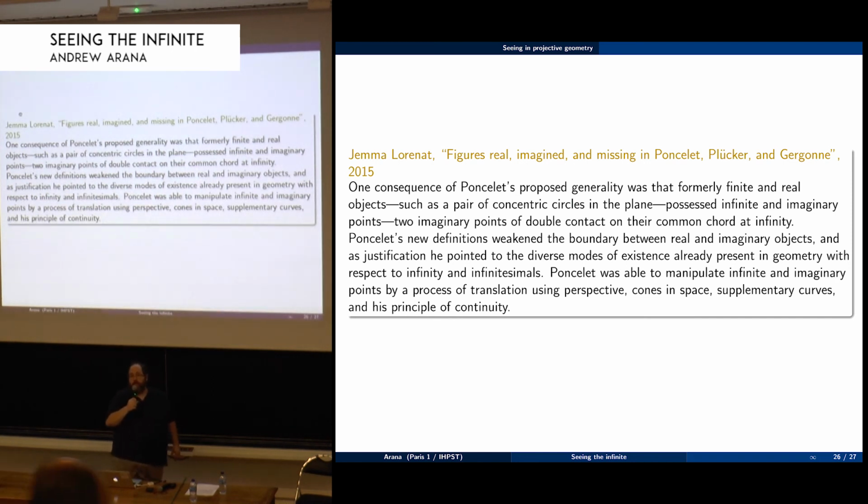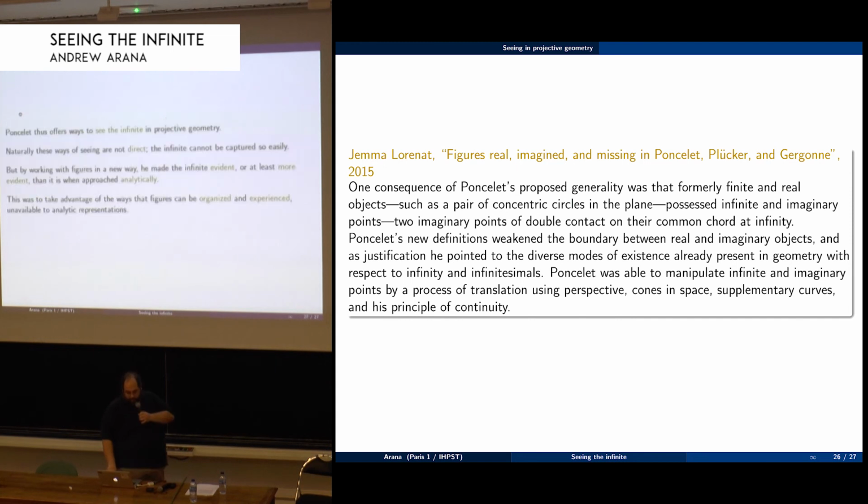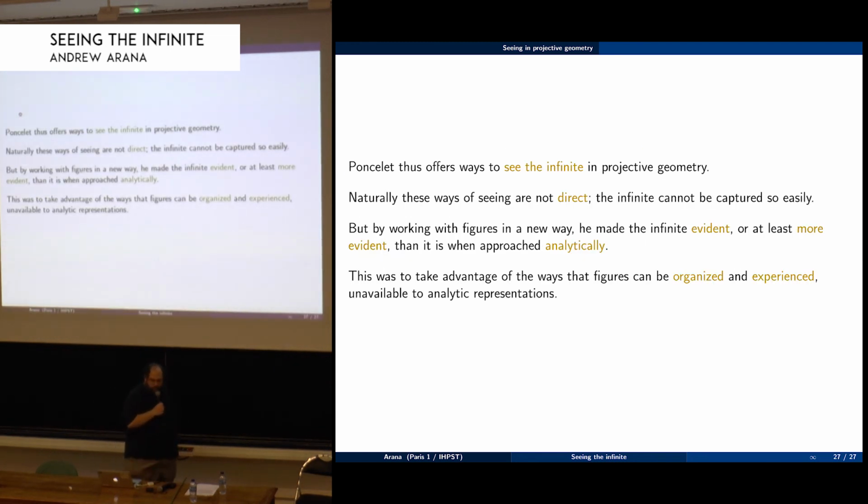So we can make the infinite real. We can make the infinite finite if we are willing to transform our perception. So this is a way that Poncelet offers us to see the infinite in projective geometry. Now, naturally, these ways of seeing are not direct. It requires that we interact with the figure in ways that we're maybe not accustomed to. The infinite eludes capturing. We will have to find it through sneaky methods. But by working with figures in this new method, we can make the infinite evident, or at least more evident than it is when merely approached analytically.